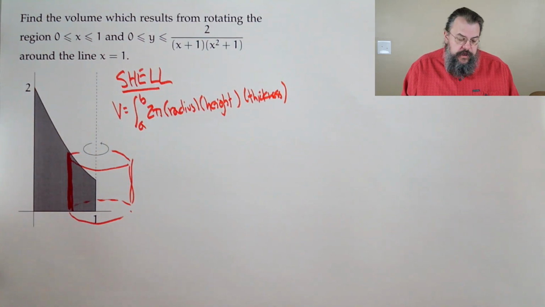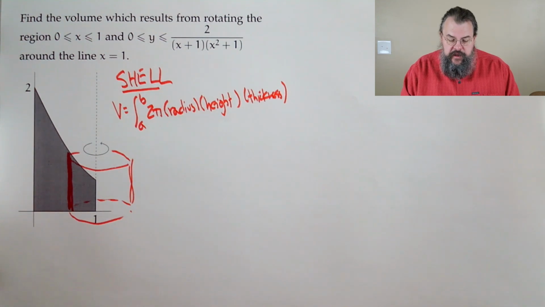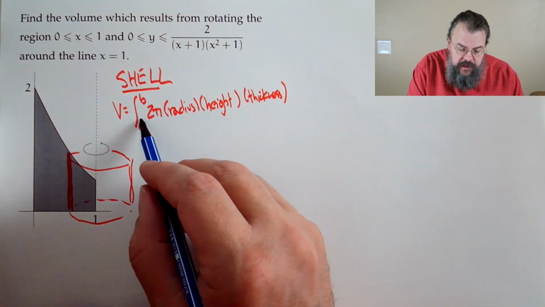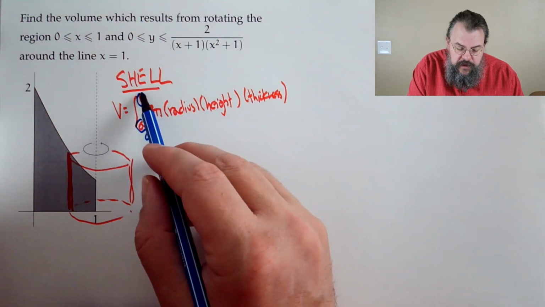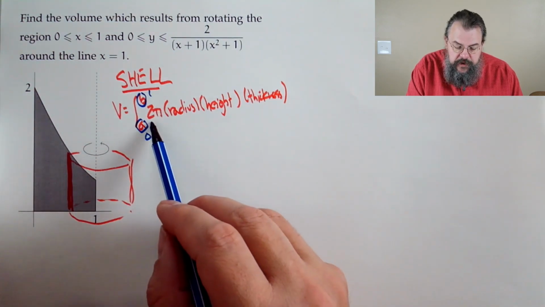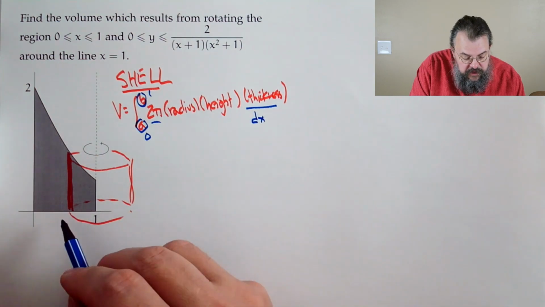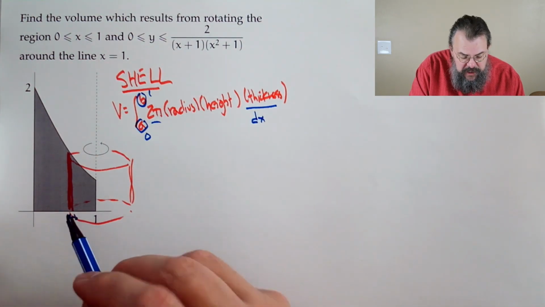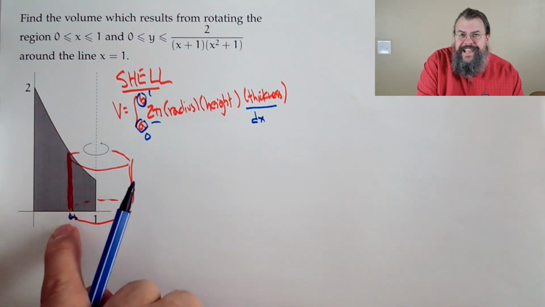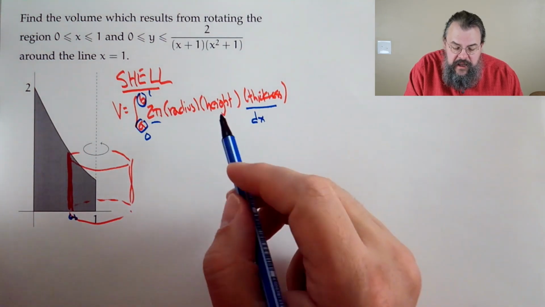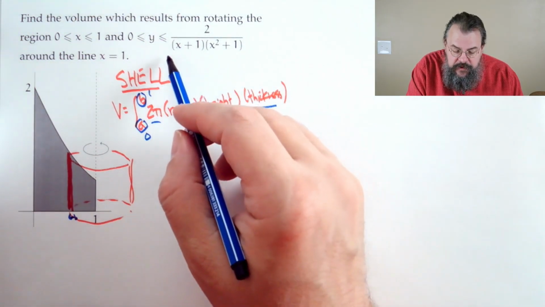So we should identify our pieces. It's not so hard to figure out A and B, 0 and 1. 2 pi, of course, is fine. The thickness, that's our dx. The thickness here is this little part. That's our thickness, that little tiny piece. The height comes from here.